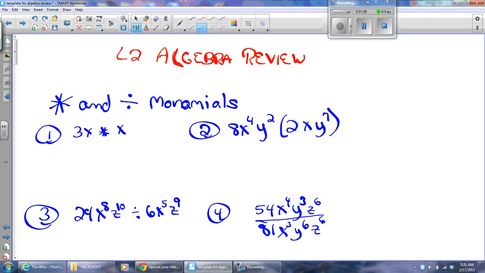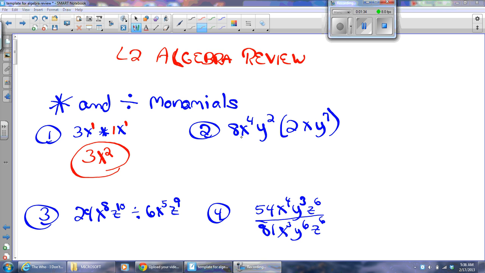First we did multiplication and division of monomials. And the first one here, we have 3x times x. Now, we know there's going to be a 3 in the answer because there's a 1 there, right? Many of you are thinking that that's going to be just 3x, but remember, x times x is the same as x squared.